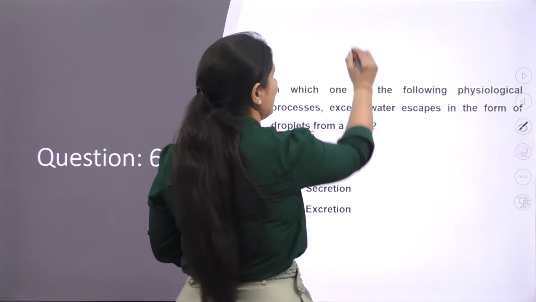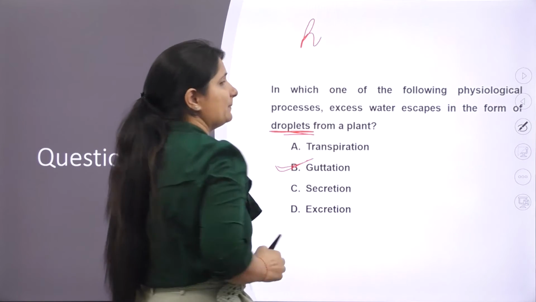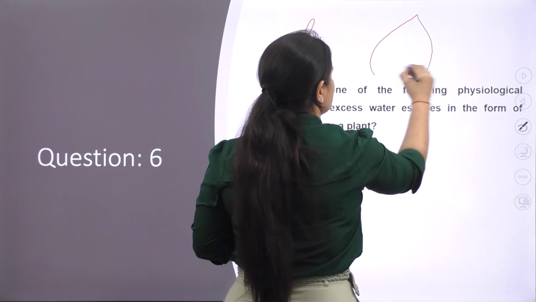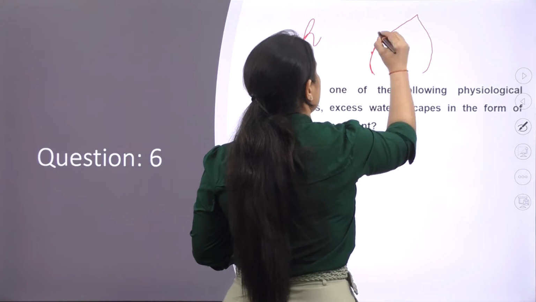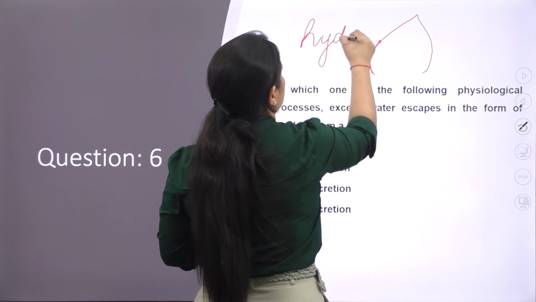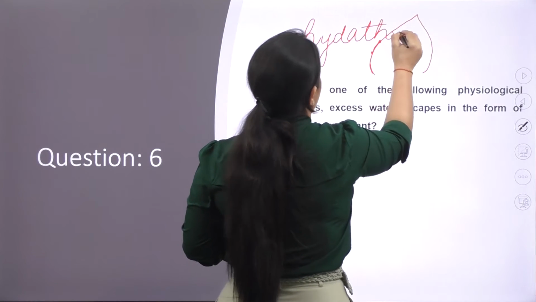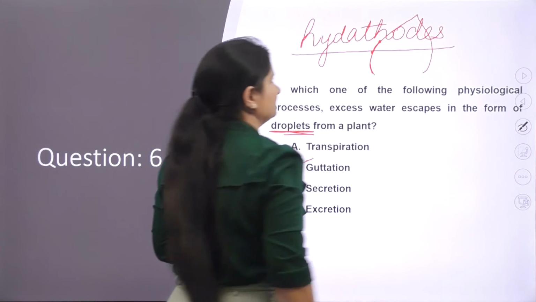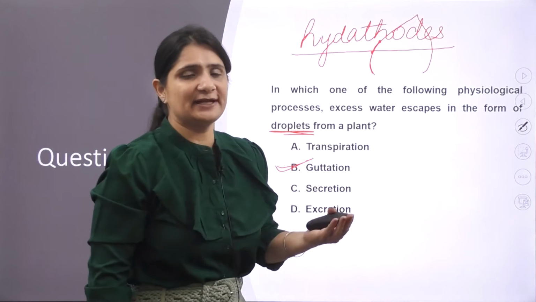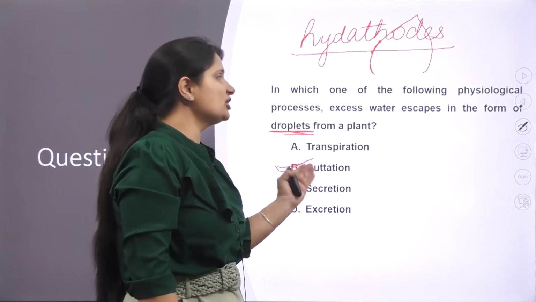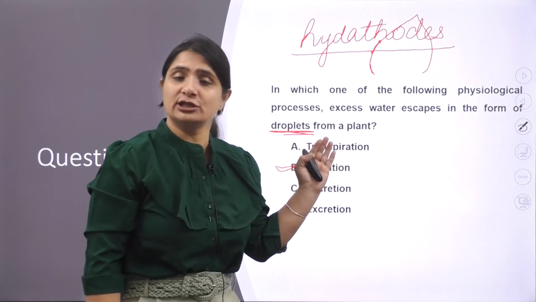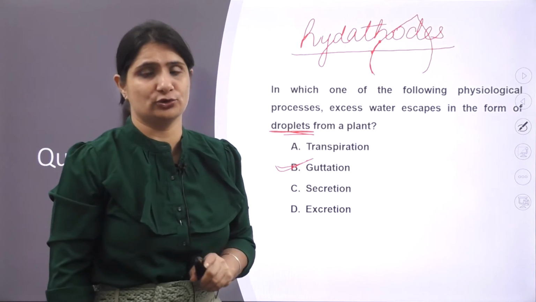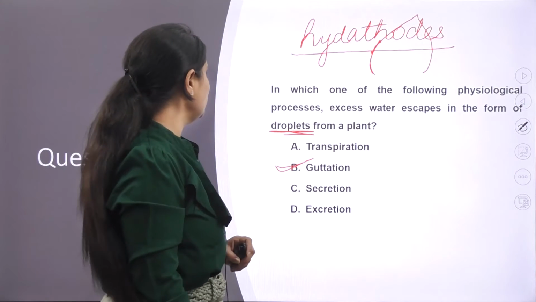And guttation happens through specialized pores that are present in the margins of the leaf. They are present on the leaf margin, and these are called hydathodes. So transpiration is through stomata, and guttation, that is the loss of water in the form of droplets, is through specialized pores called hydathodes. Okay, we move on to the next question.